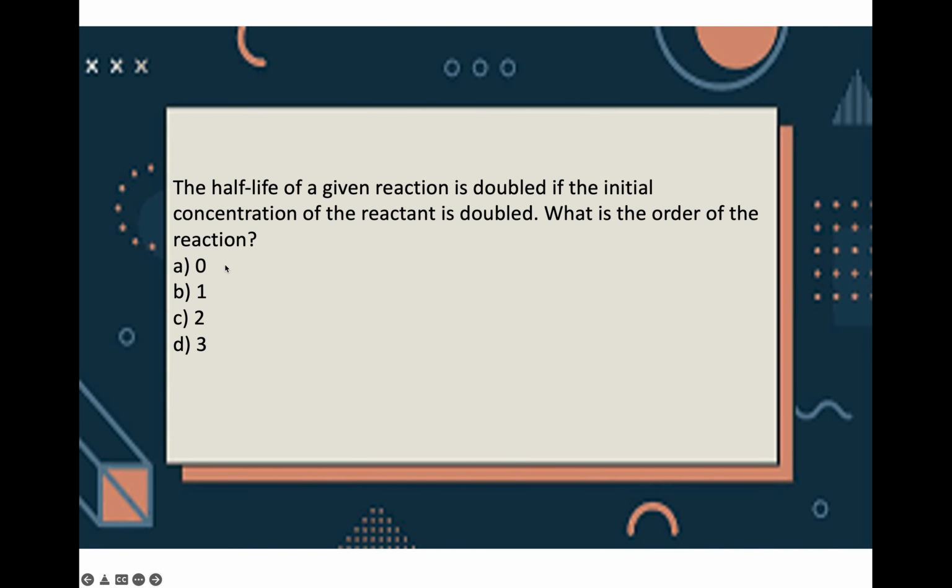What is the order of the reactant? Is it 0, 1, 2, 3? So what is the question? Half-life of the reaction is doubled. The initial concentration of the reactant is also doubled. You have to find the order of the reaction.